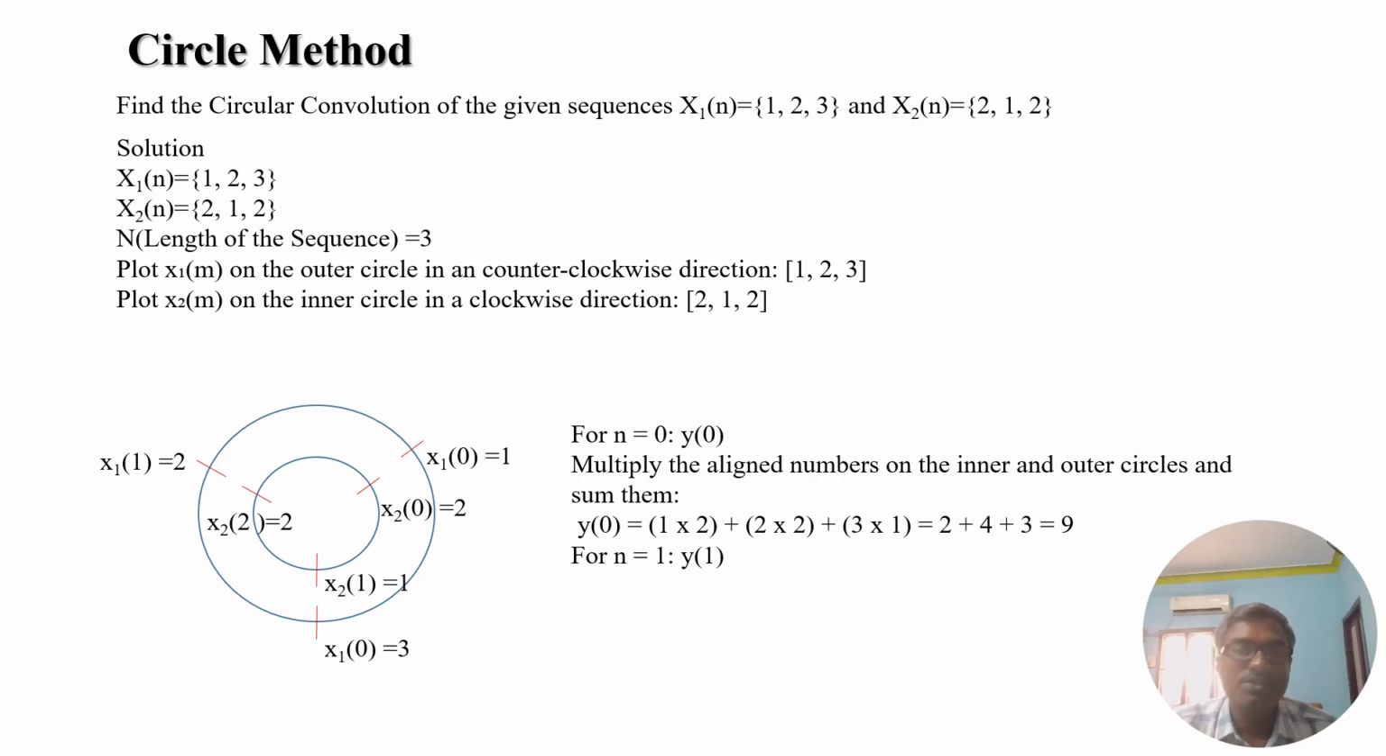For doing this problem using the circular convolution method, we need to plot two concentric circles. One is the inner circle and the other is the outer circle. In the outer circle, we need to plot the first sequence in the anti-clockwise direction, and in the inner circle we need to plot the second sequence in the clockwise direction, and we need to multiply the correspondingly positioned sample values, and we have to add all the sample values. Then we will obtain the value of y of 0 as 9.